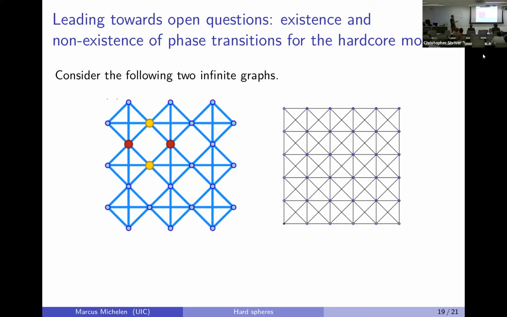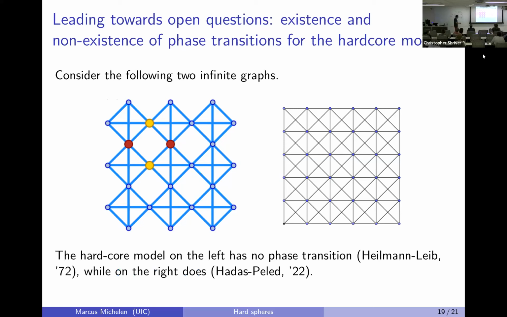This is the line graph of Z^2. And this is Z^2 where I've added in diagonals. The fact that this is the line graph on the left means this one has no phase transition by Heilmann-Lieb, because hardcore models on here are secretly matchings of Z^2. And on the right, you do have a phase transition, but it takes you 90 pages, and it was only done last year by Ron Peled. So this is quite a bit of work.